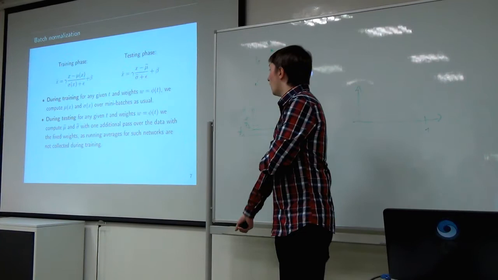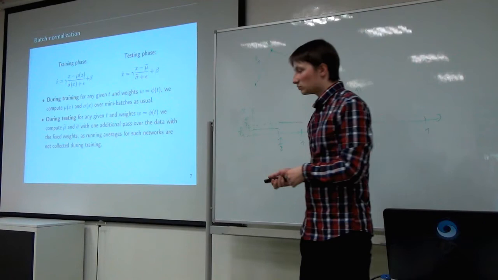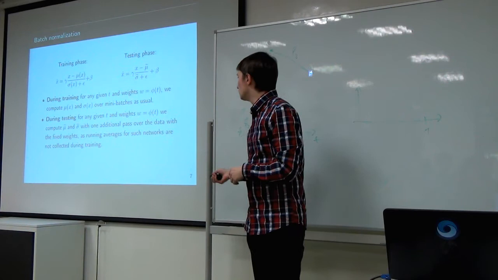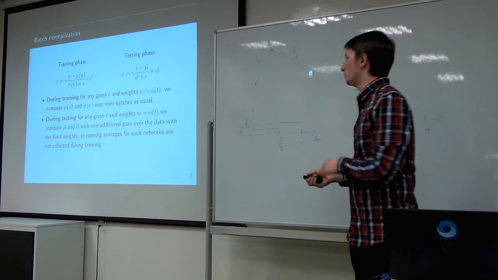When we're training a curve, at each step, we sample a value of t and fix it. Given t, we can compute the weights, phi of t, and for the given weights, we can perform a forward pass of the network and compute mu and sigma over the batch as always. So in training, there's no problem, but what about testing?